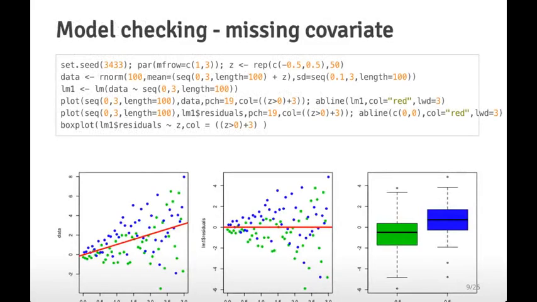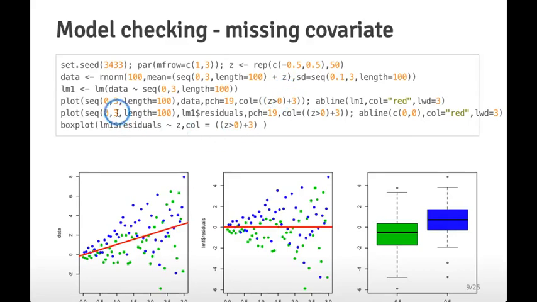Another thing that you might look for is if there's a missing covariate. So here again I have data where the variance is increasing with the mean, but variance is increasing from left to right, but I also have a second covariate, the z variable, and the z variable is equal to either minus 0.5 or 0.5, and every other point has a z value of minus 0.5 or 0.5. So the mean is equal to the old mean plus this variation.